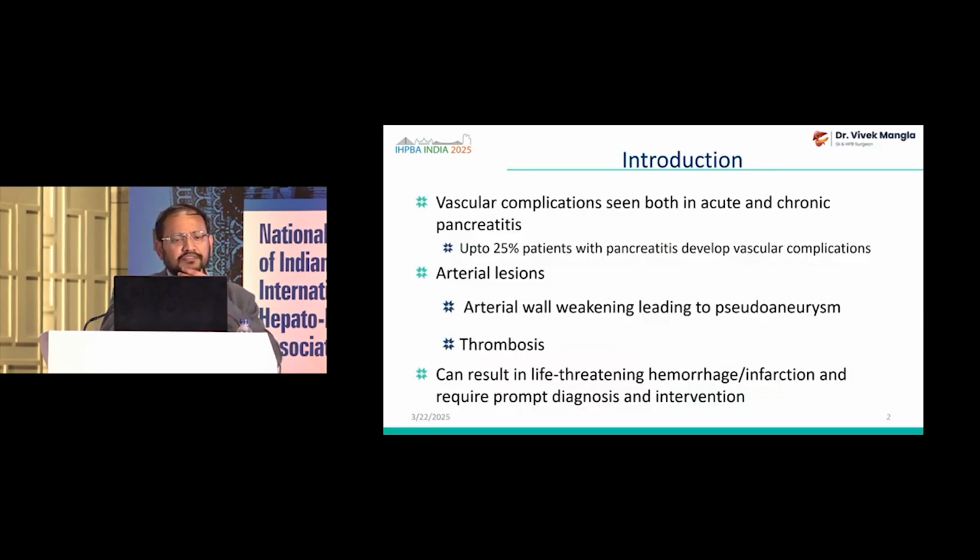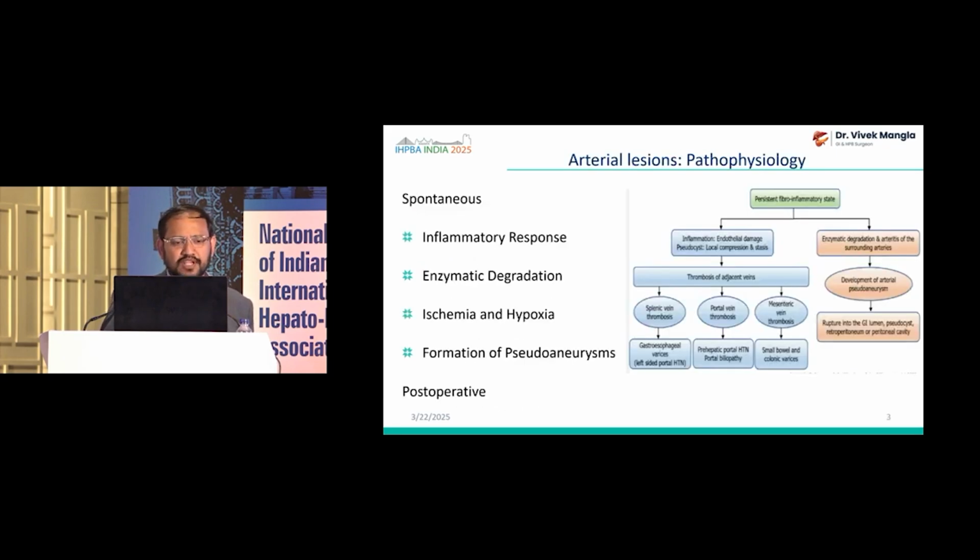happening. Vascular complications are seen both in acute and chronic pancreatitis, and up to 25% of patients will develop vascular complications. Arterial lesions, most commonly that we encounter is a pseudoaneurysm, and occasionally we would see thrombosis as well. And arterial lesions, most commonly they would lead to a life-threatening hemorrhage and occasionally infarction from the thrombosis. More commonly the infarction would be secondary to endovascular intervention.